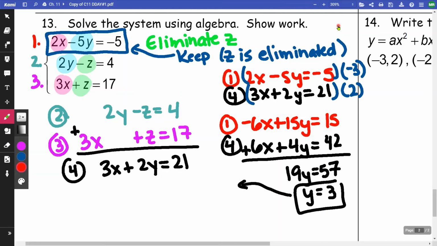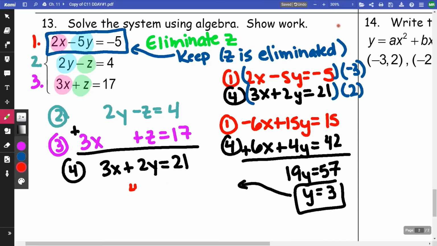Let's see, so, or sorry, I'm looking at the wrong ones. I've got equation 4 here, or equation 1. So let's just say I put it into equation 4.